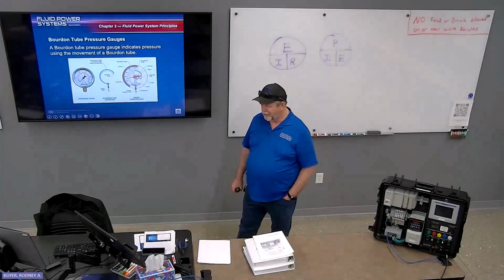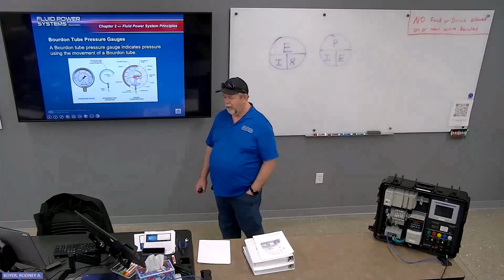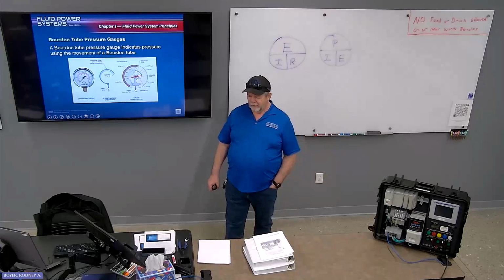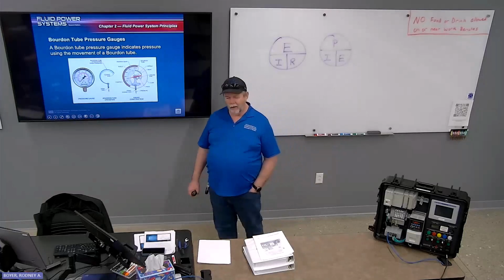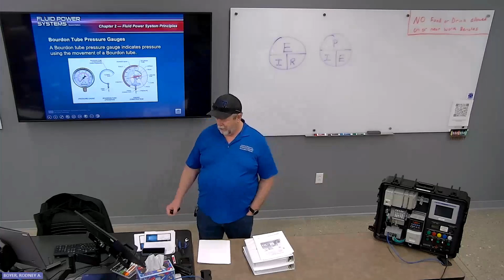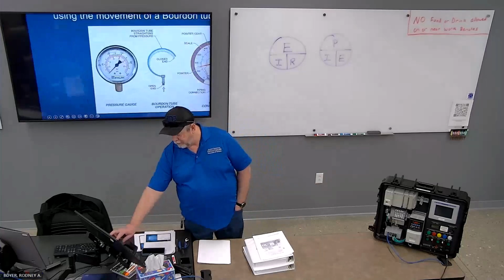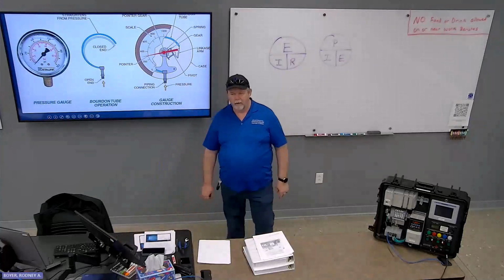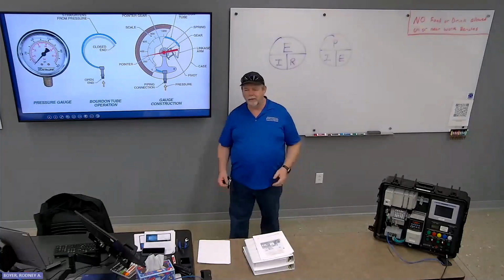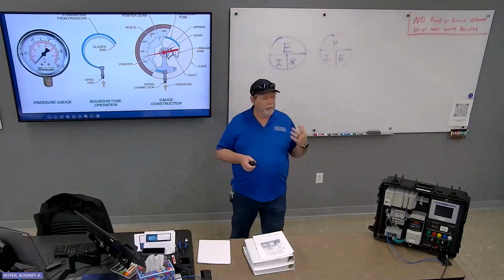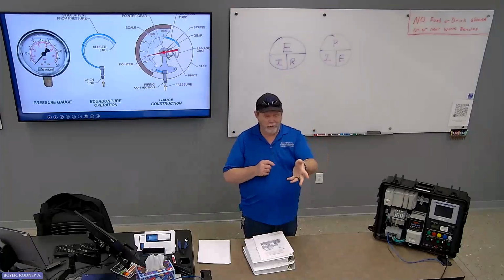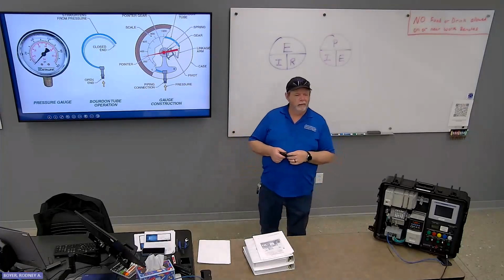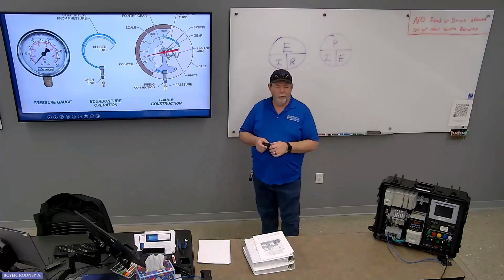Bourdon tube pressure gauge. A Bourdon tube pressure gauge indicates pressure using the movement of a Bourdon tube. A Bourdon tube is simply a curved tube that, when you apply pressure to it, changes its shape. It tries to straighten out. You know, little toys that you get for New Year's or whatever, you blow in, the little thing rolls out and you stop blowing, it rolls back up. That's what a Bourdon tube does. The little toy is actually a form of a Bourdon tube.